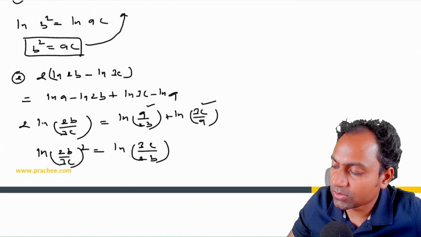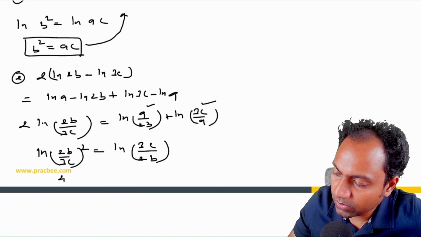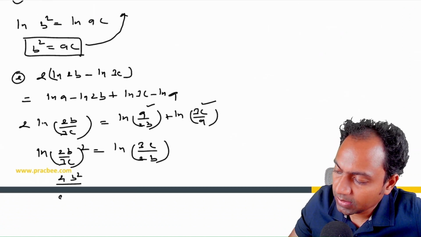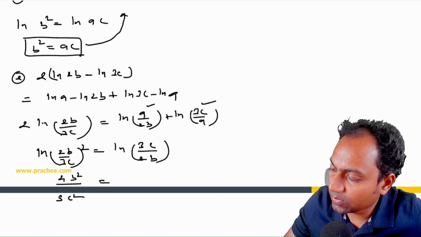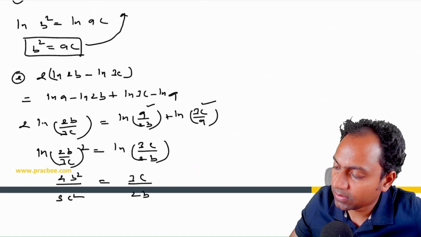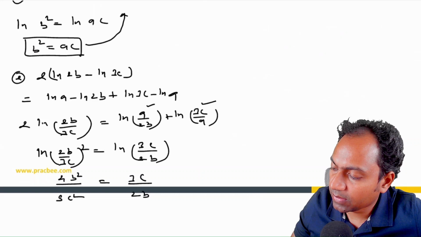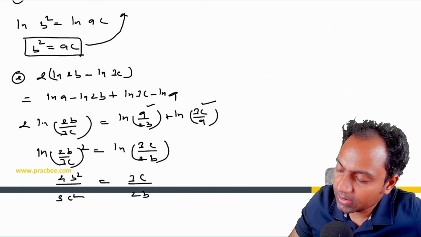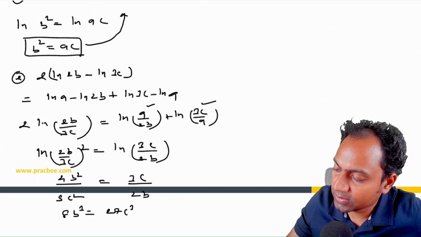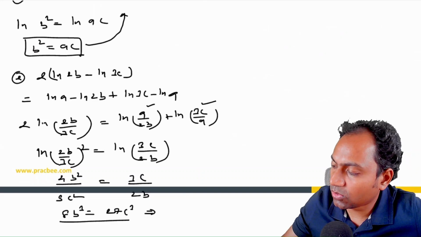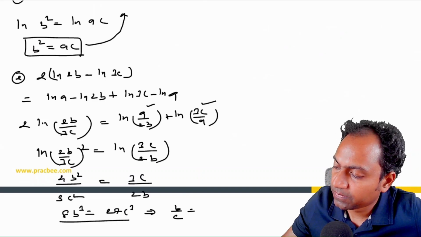So if I do this, what I am getting is 4b square by 9c square is equal to 3c by 2b. And what we can write from here is 8b cube will be equal to 27c cube. So the ratio of b is to c.